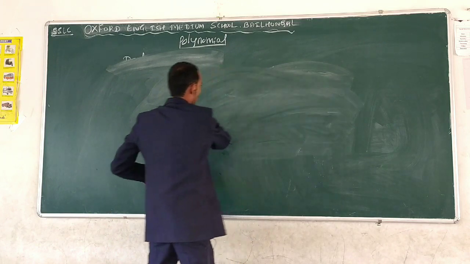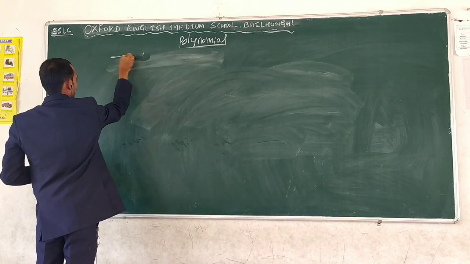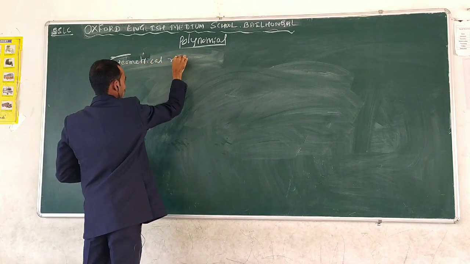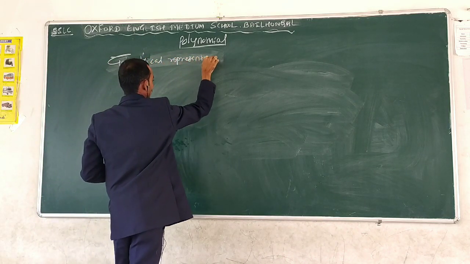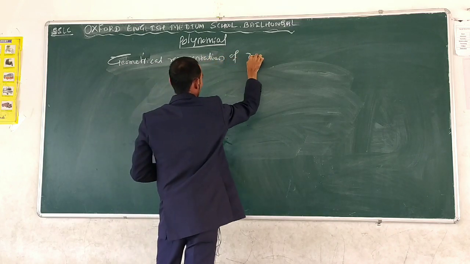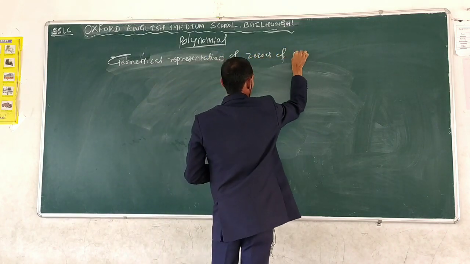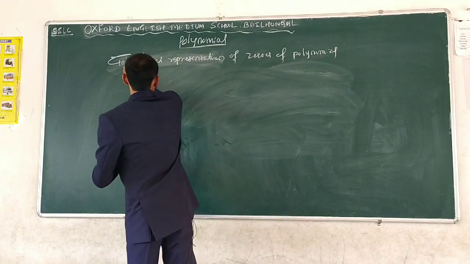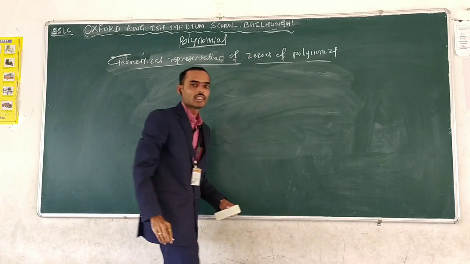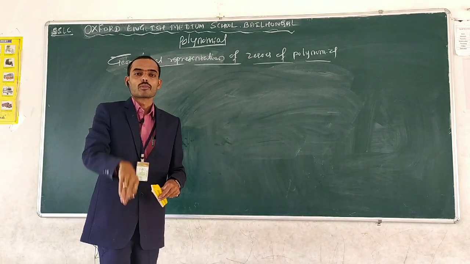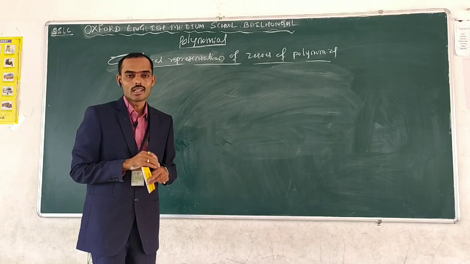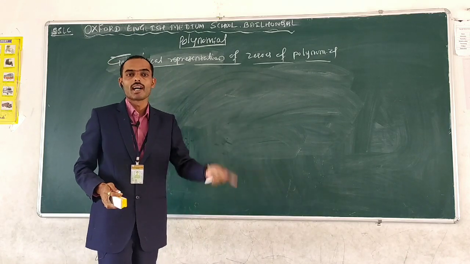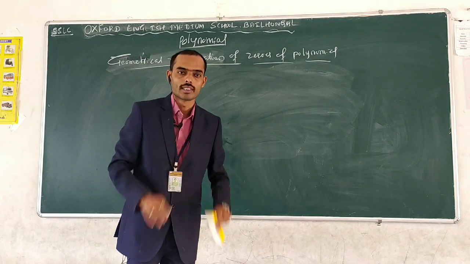Geometrical representation of zeros of polynomial. Okay, what is the meaning of zeros of the polynomial? Zeros of the polynomials means it is also called roots of the polynomial or solutions of the polynomial. Both are same. Okay, zeros of the polynomial, roots of the polynomial and solutions of the polynomial, all same.